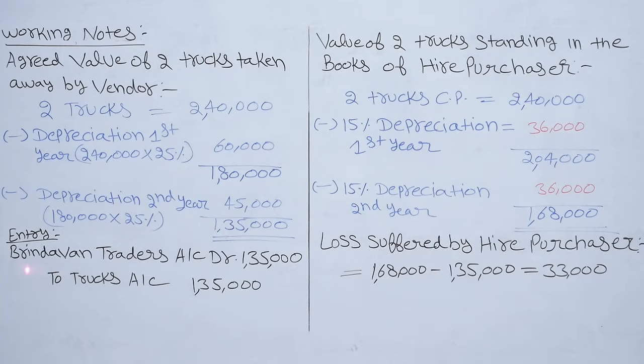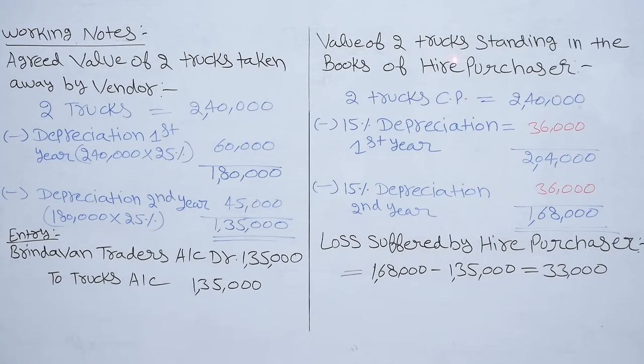So entry will be Vrindavan Traders account debit to 2 truck account 1,35,000. Value of 2 trucks standing in the books of hire purchaser: 2 truck cash price 1,20,000 into 2 is equal to 2,40,000. Here we will charge depreciation at the rate 15% straight line method. So 2,40,000 into 15% is equal to 36,000. So after deducting 36,000 we get 2,04,000. And for second year depreciation is same, 36,000.